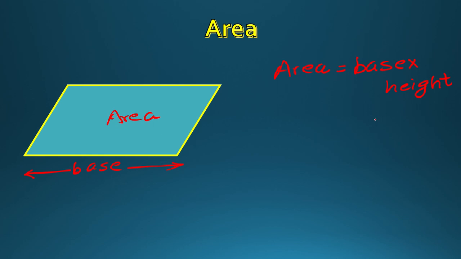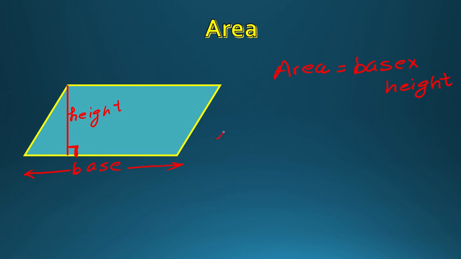Now, what is the meaning of height? Height means the vertical height. This side, if you see here, will not be taken as the height. This is wrong. The height is just the vertical line. If you can draw a vertical line like this, then this will be taken as the height. Make sure you understand height correctly. Don't take this as the height. This is not the height. Height always means the vertical line like this, which makes an angle of 90 degrees with the base.